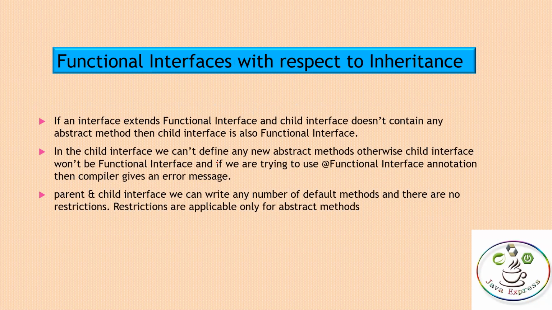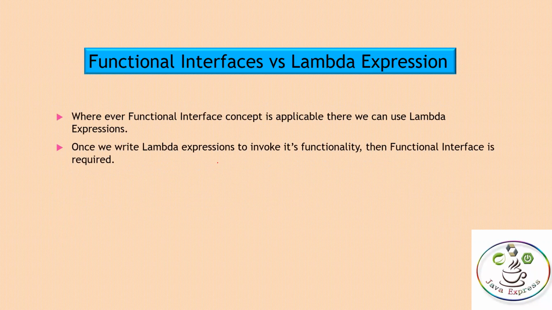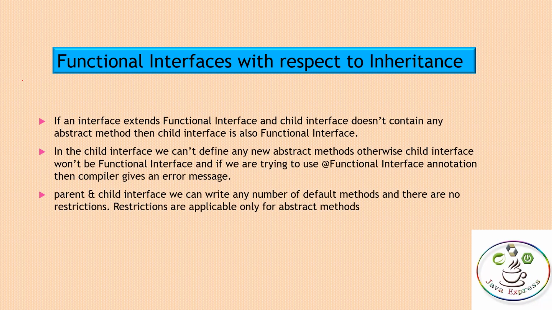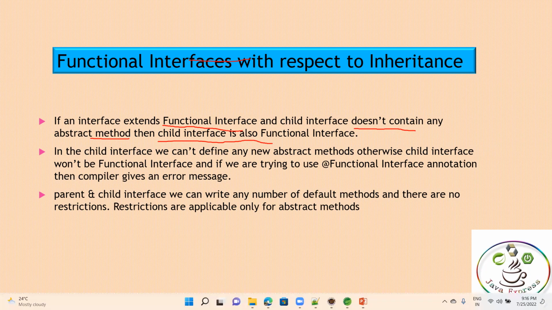Suppose you are extending one interface. If an interface extends a functional interface, and the child interface doesn't contain any abstract method, then the child interface is also functional. Suppose you have two interfaces, guys, A and B. Suppose in A you define one abstract method. If B also defines an abstract method, then it is not a functional interface.